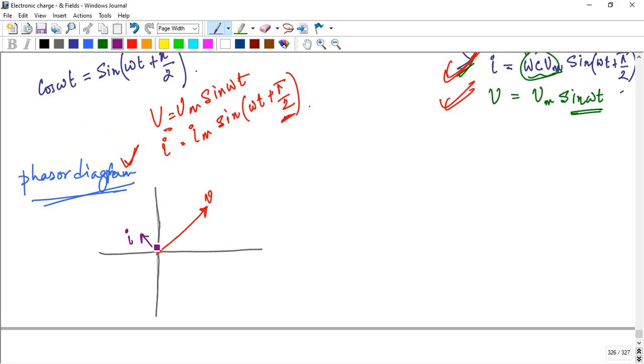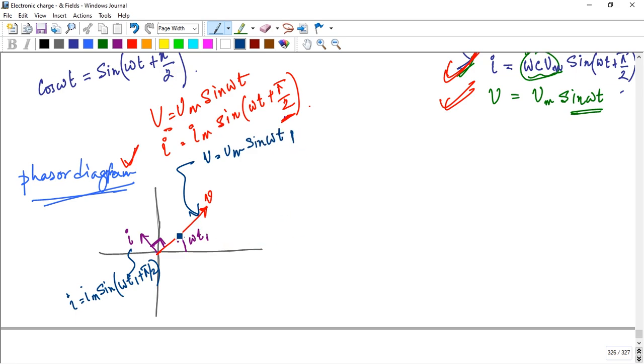So that is the pi by 2, and suppose that angle is omega t1. So here we get the current I. Here I equals Im sin(omega t1 plus pi by 2), and here the potential is V equals Vm sin(omega t1).